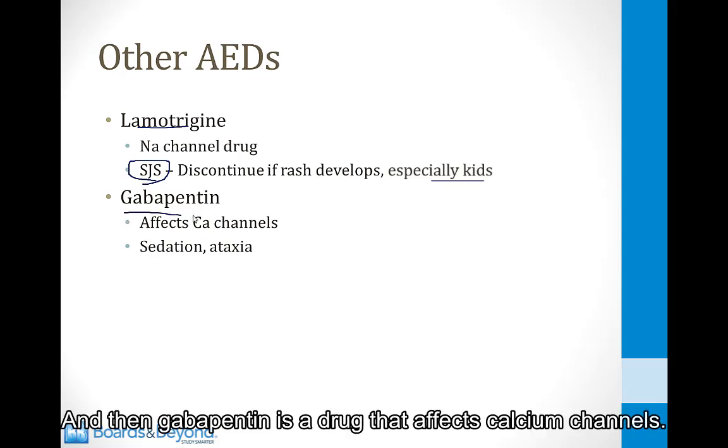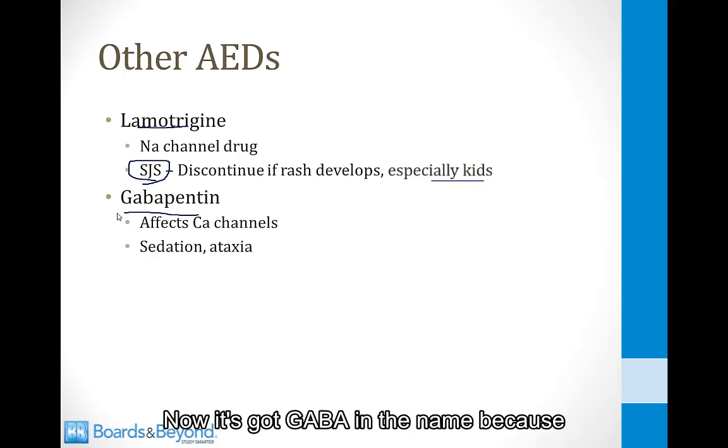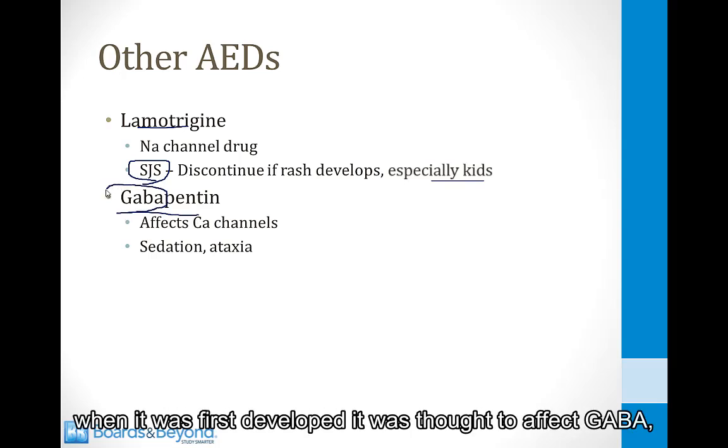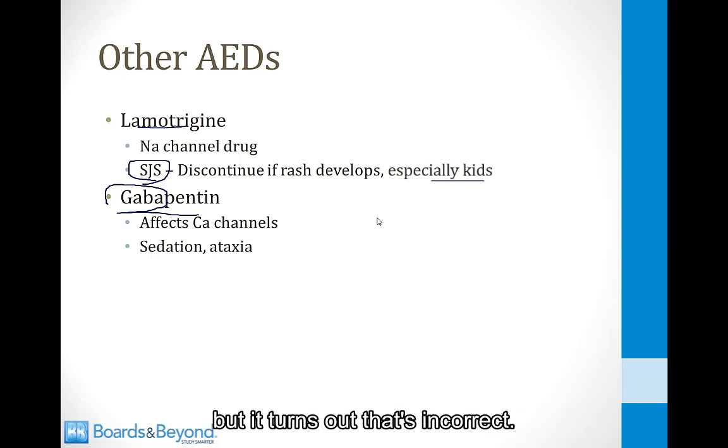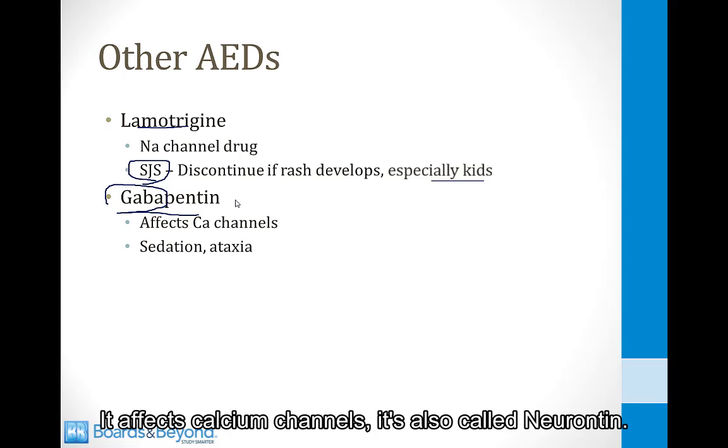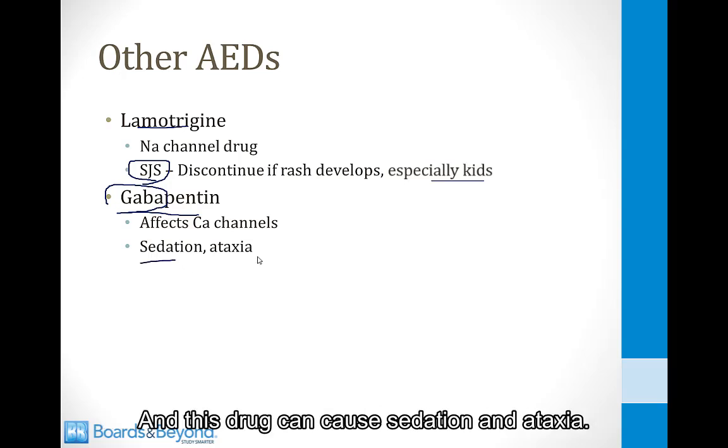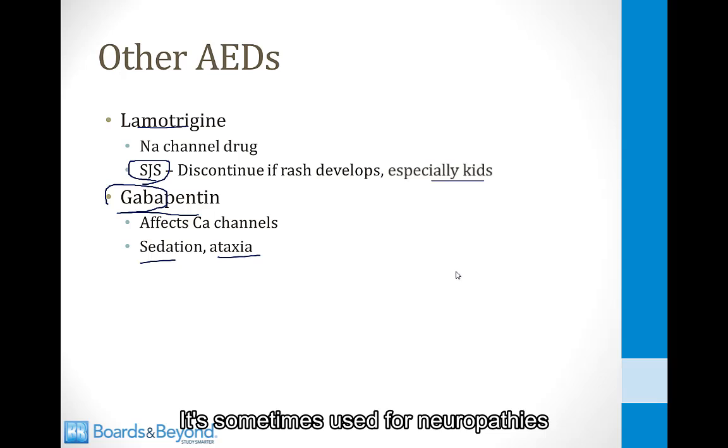And then gabapentin is a drug that affects calcium channels. Now, it's got GABA in the name because when it was first developed, it was thought to affect GABA, but it turns out that's incorrect. It affects calcium channels. It's also called Neurontin. And this drug can cause sedation and ataxia. It's sometimes used for neuropathies in addition to seizures.